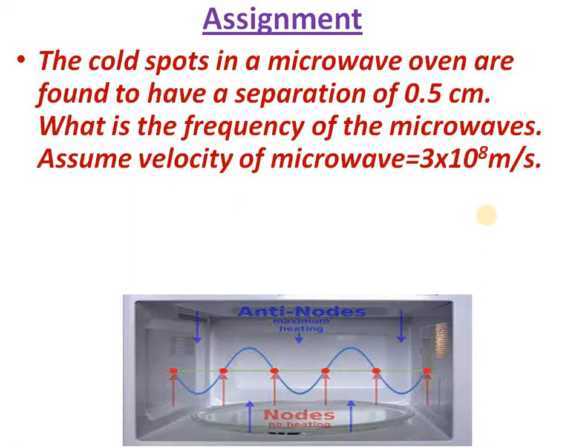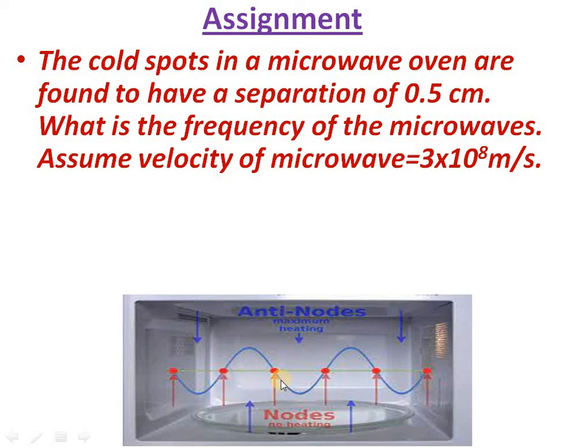Okay, this can also be done. See, it is given that cold spots are actually what? Nodal points. At nodal points, temperature will be low because amplitude is 0, and at antinodal points temperature will be high, as you know very well. This is clear to you.